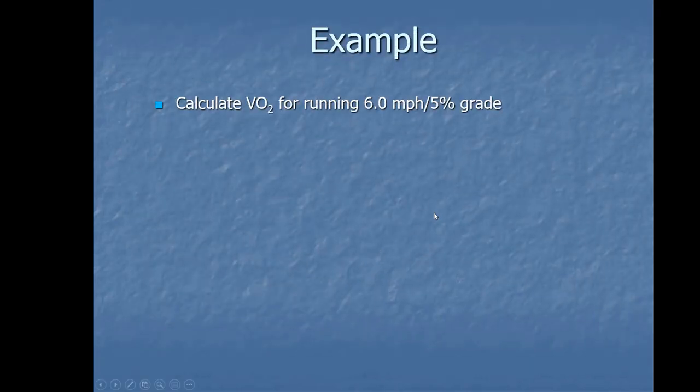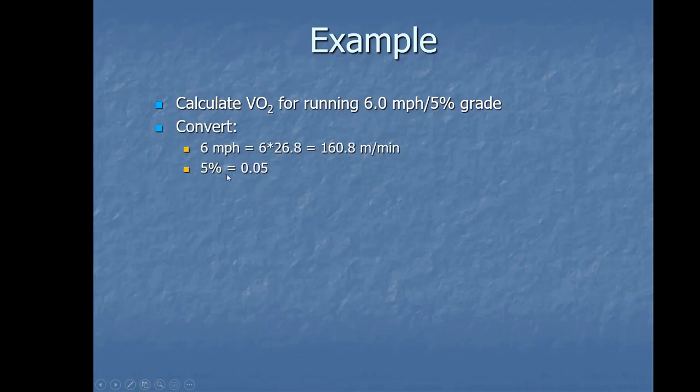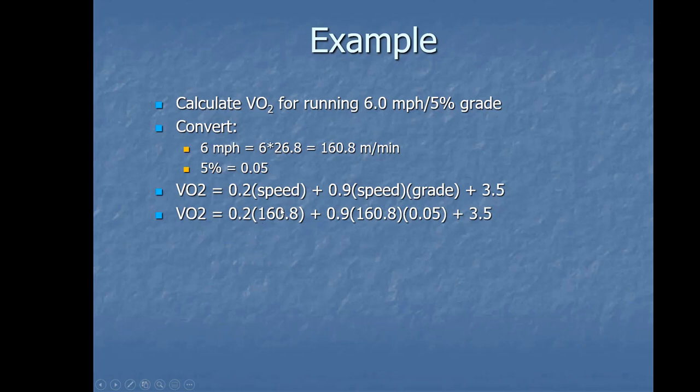So a quick example. Calculate VO2 for running 6 miles an hour up a 5% grade. So first thing we would do is convert your miles per hour to meters per minute. Then our percent grade to a decimal point, and we put in there's our equation. Notice I'm using the running equation because this is a running example. Put in our numbers here, and what we're going to get is this. So VO2 is 42.9 milliliters per kilogram per minute.